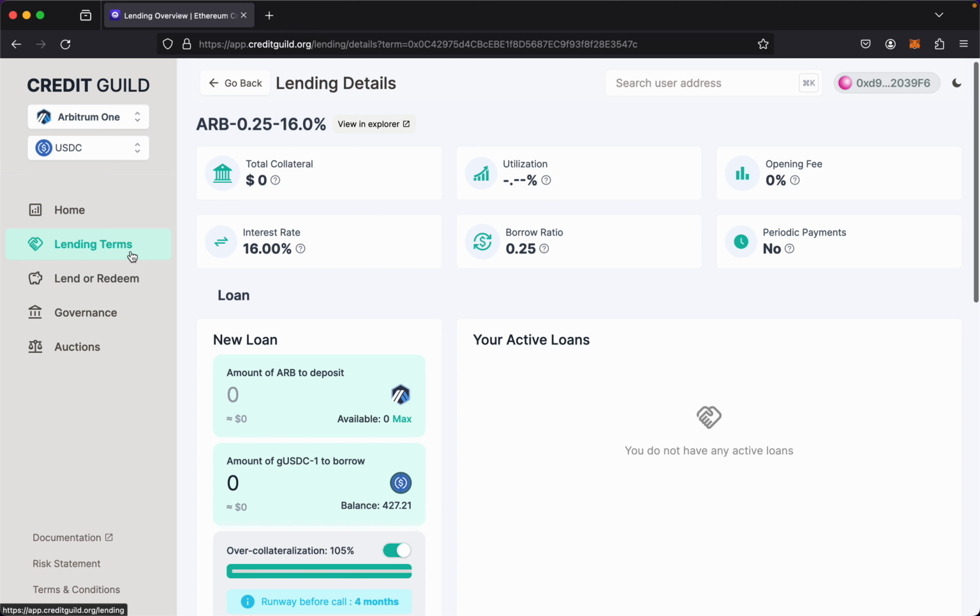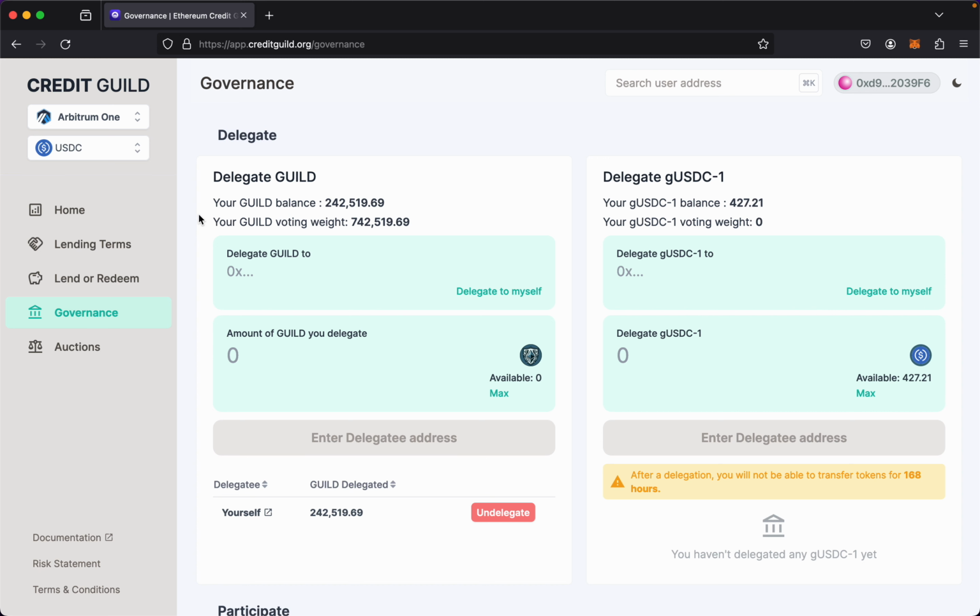So there's the lending terms. There's the mint and redeem. You can see the governance page. You'll notice that you can see both delegation for GUILD and GUSDC. That's because in the Credit Guild, lending depositors have the ability to veto unwanted governance changes or lending term onboarding.